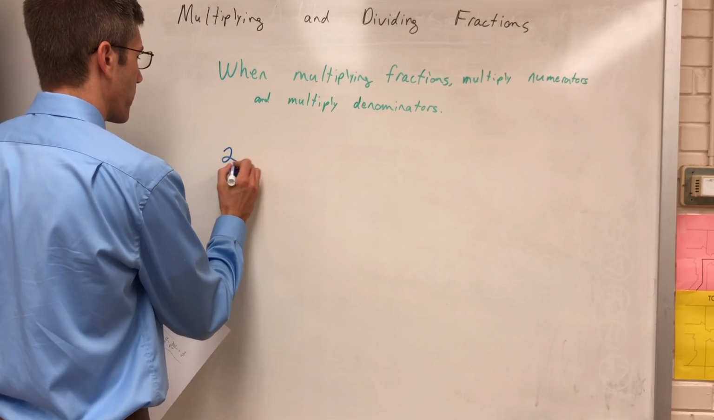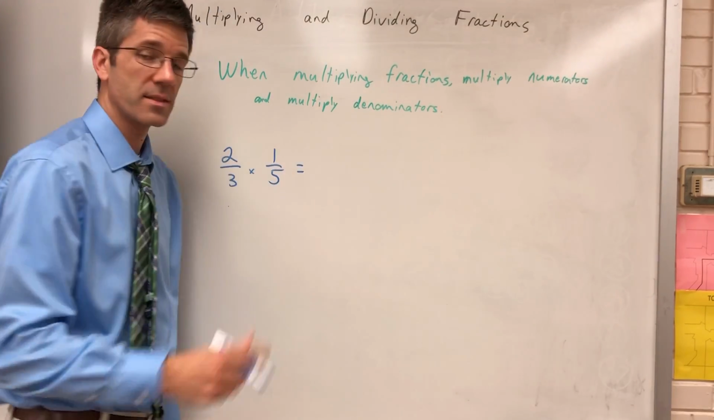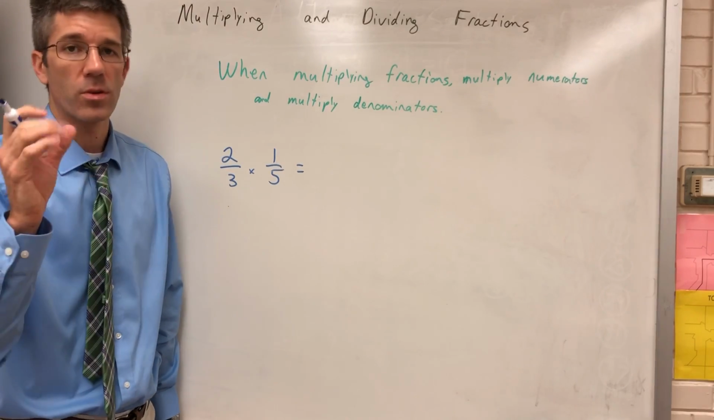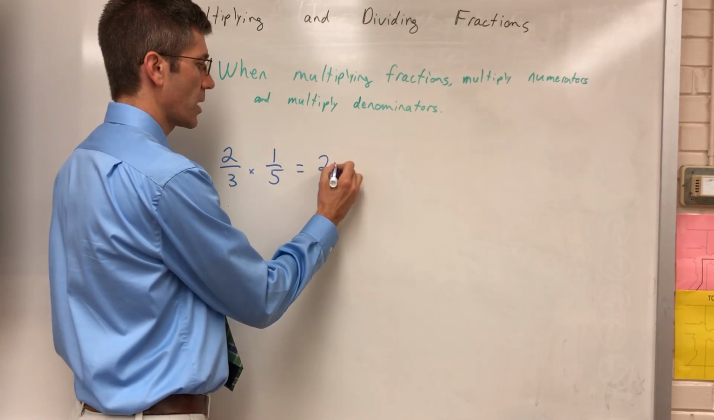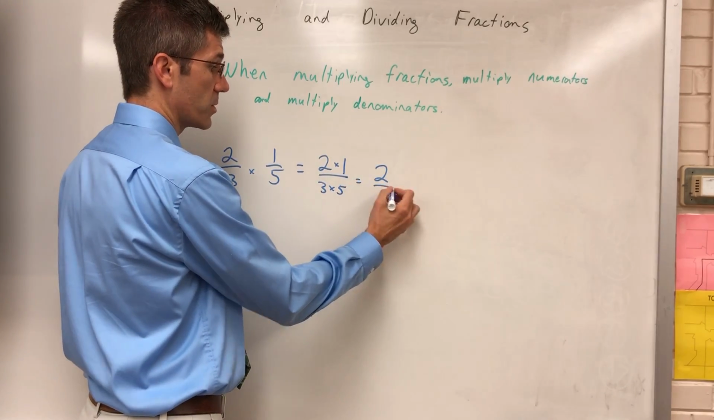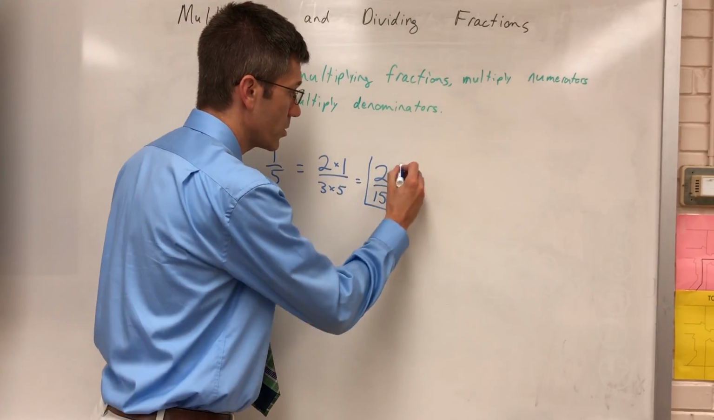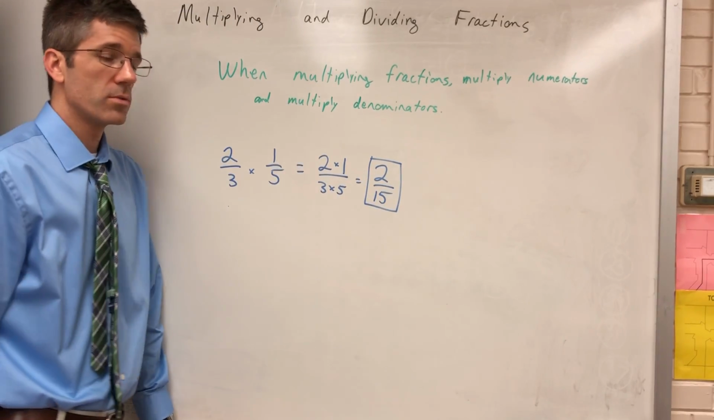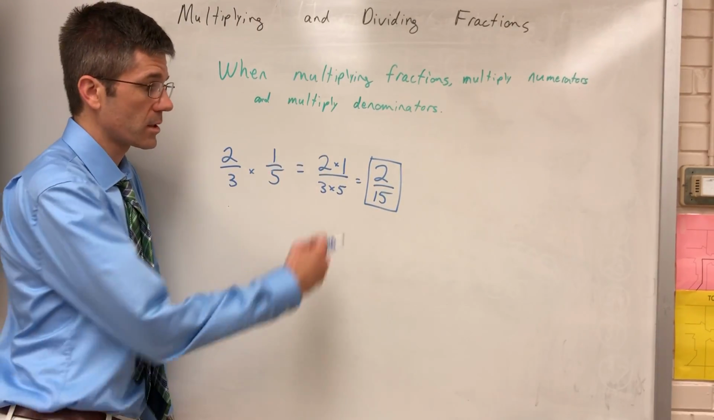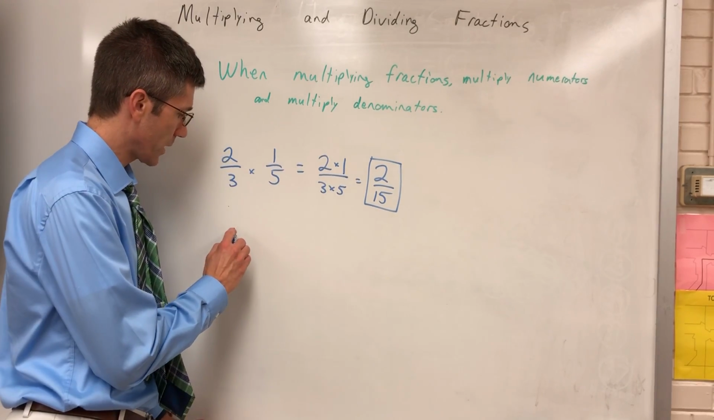So let's start with a pretty basic one, 2/3 times 1/5, and it's really as easy as it looks, and I will write a step that you can feel free to leave out, but 2 times 1 is the numerator, and 3 times 5 is the denominator, and that gives me 2/15, and it really is as easy as it looks. This does not reduce. 2 goes into 2. Obviously, 2 does not go into 15 an even number of times.